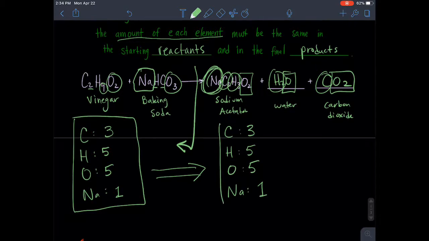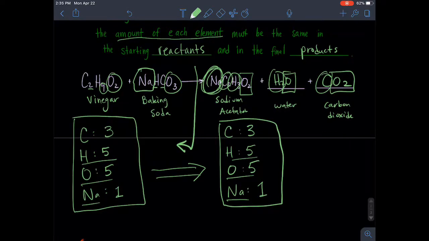So if we compare the atoms on the left side and the right side, there are 3 carbons on the left, 3 carbons on the right. 5 hydrogens on the left, 5 hydrogens on the right. 5 oxygens on the left, 5 oxygens on the right. 1 sodium on the left, and 1 sodium on the right.